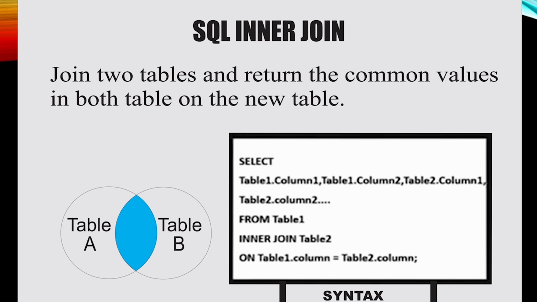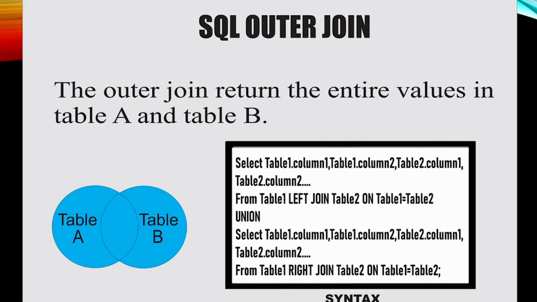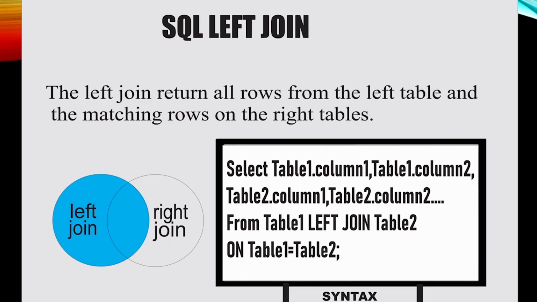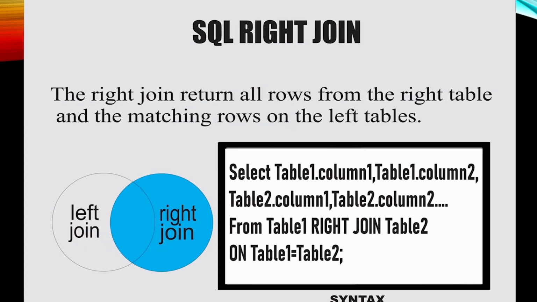The SQL inner join allows you to combine two or more tables together and returns only the matching values. The outer join allows you to combine two or more tables together and returns the entire values. Talking about the SQL left join, it returns the entire rows on the left table and only the matching rows on the right table. SQL right join, it returns the entire rows on the right table and only the matching rows on the left table.